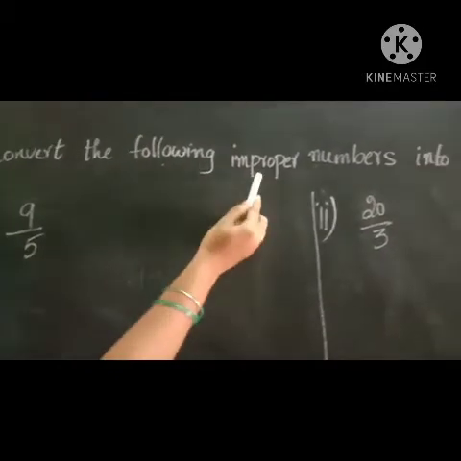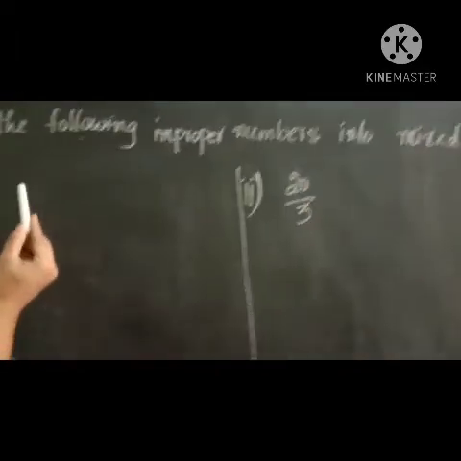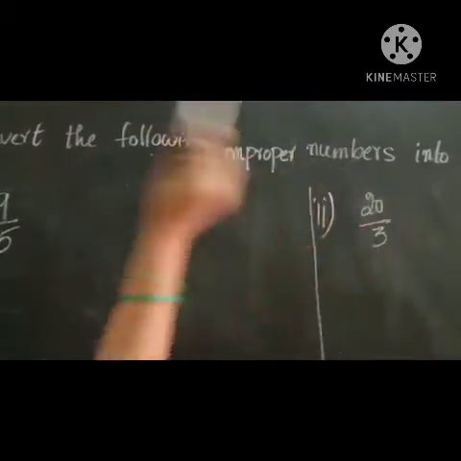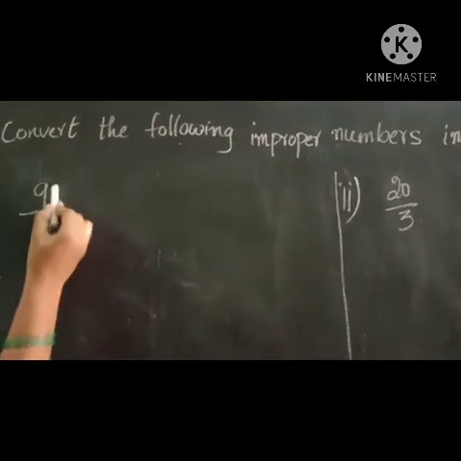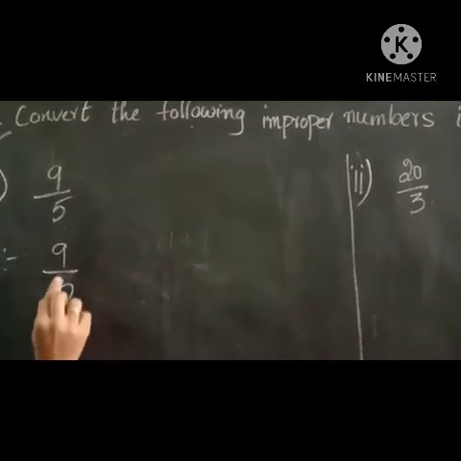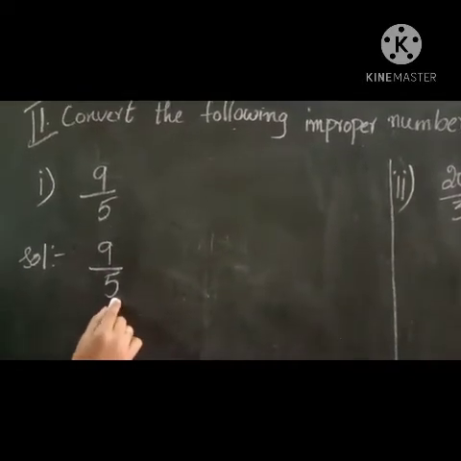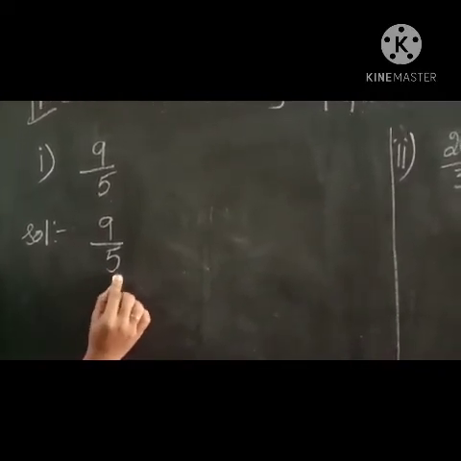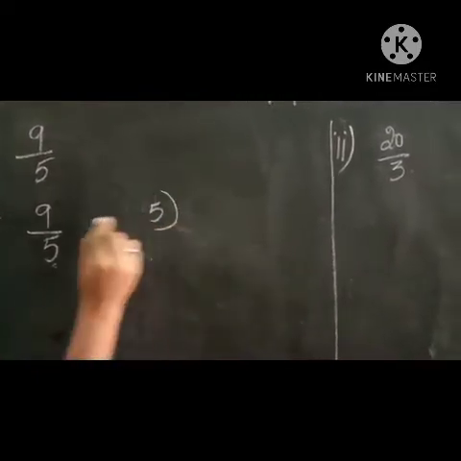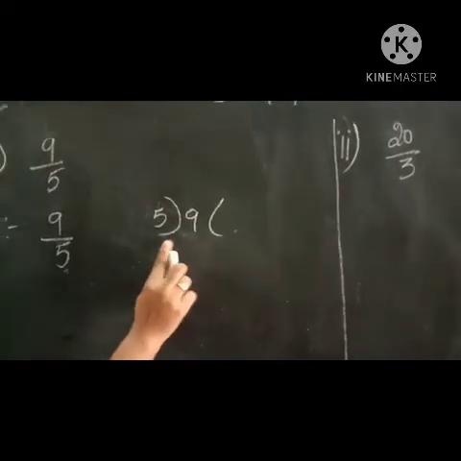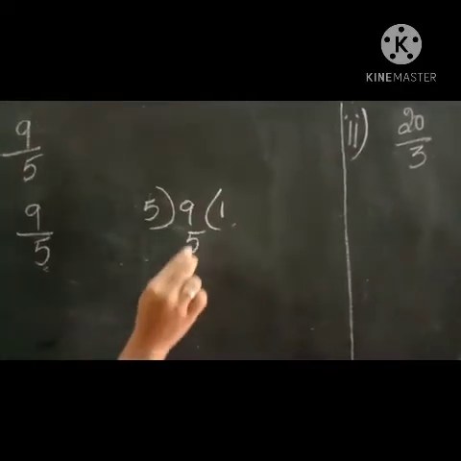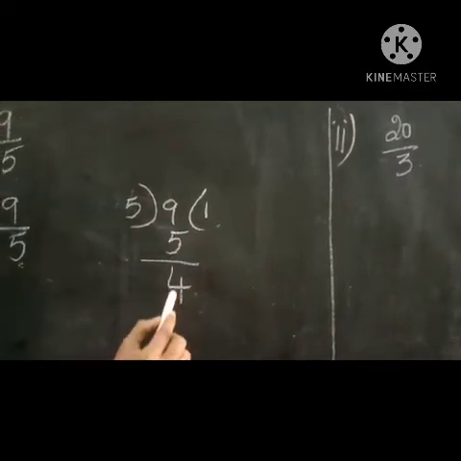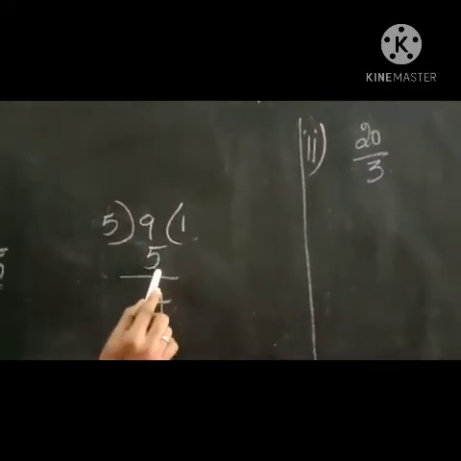Second question. Convert the following improper fractions into mixed numbers. In the first one, what we did was convert mixed fractions into improper fractions. Now we have to convert improper fractions into mixed fractions. See here, the first number 9 by 5. What do we have to do here? As I told in the introduction, for converting improper fractions into mixed fractions, we have to do the division. First we write the denominator and numerator. Here we have to do the division. 9 minus 5 equals 4.